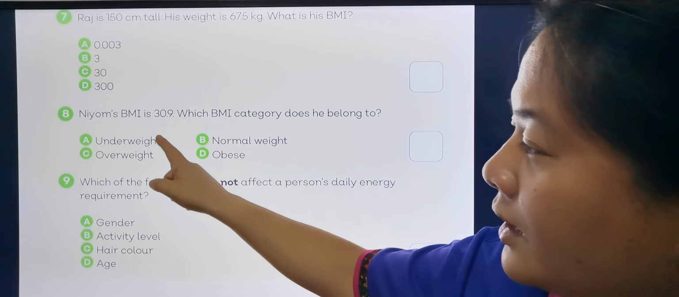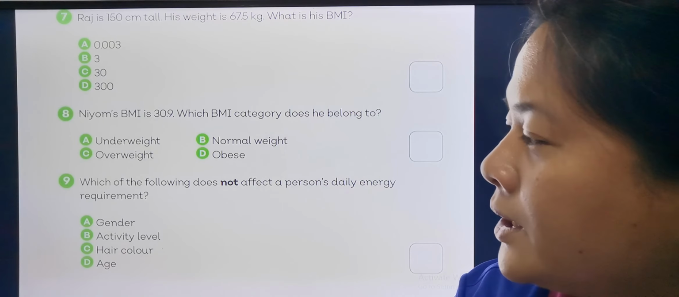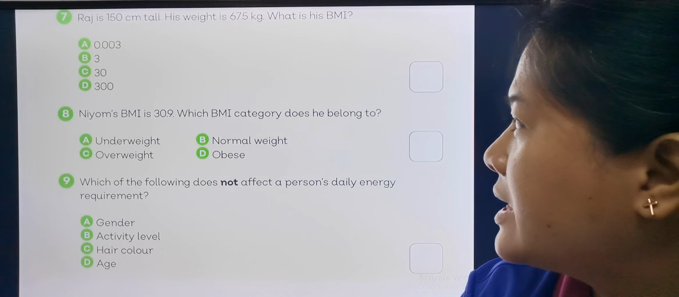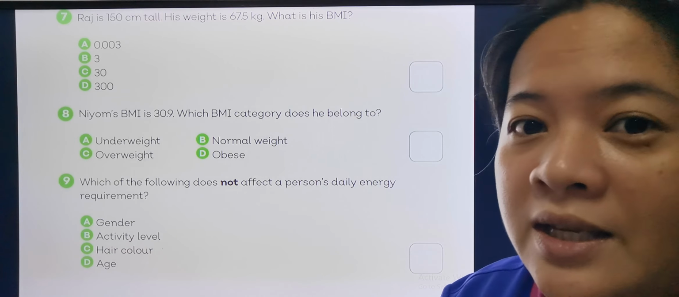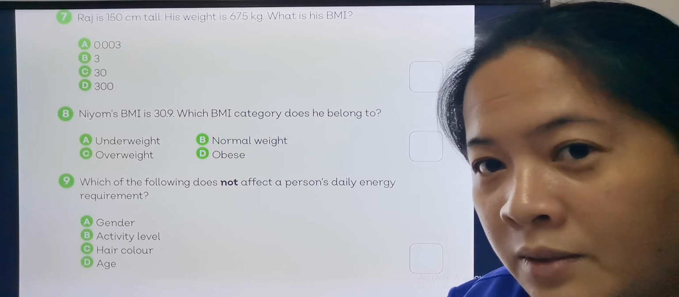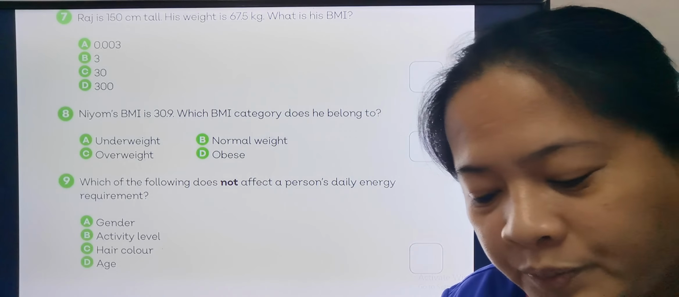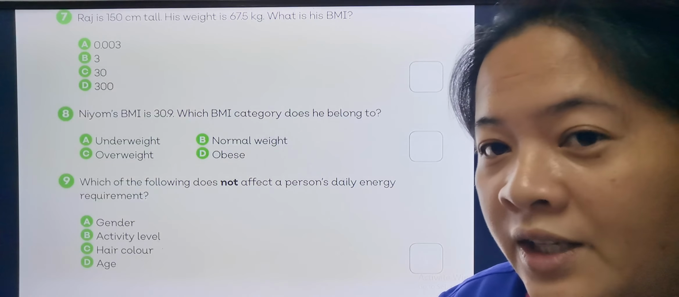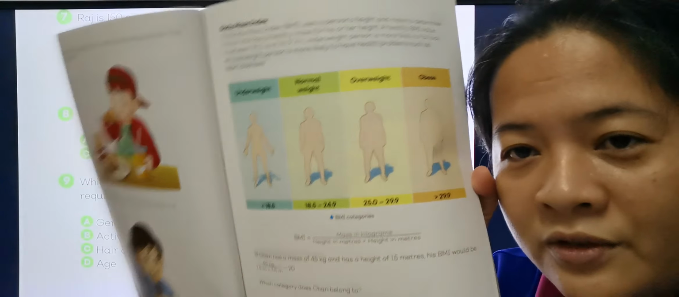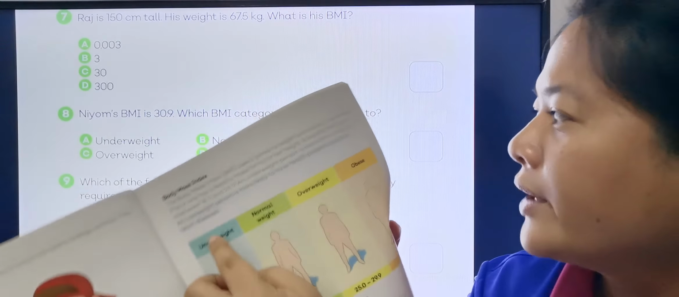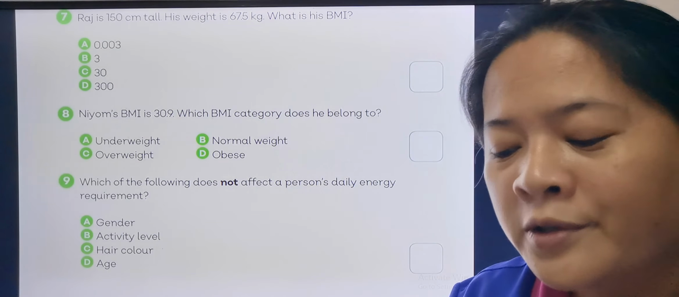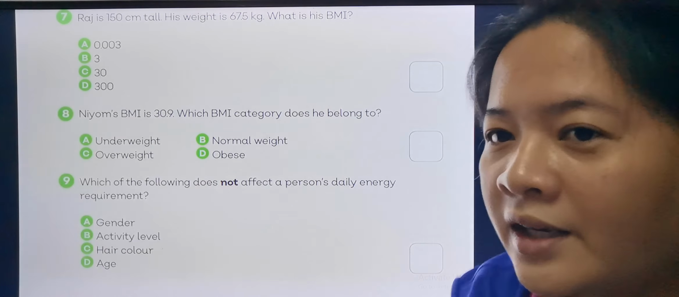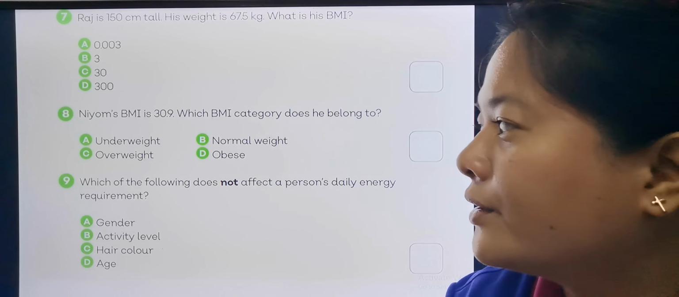And number 8, Neom's BMI is 30.9. Which BMI category does he belong to? This one is easy. You just go to your student book, page 13. Here, you can check which category. Is it underweight, normal, overweight, or obese, okay? If the BMI is 30.9, what is the category?